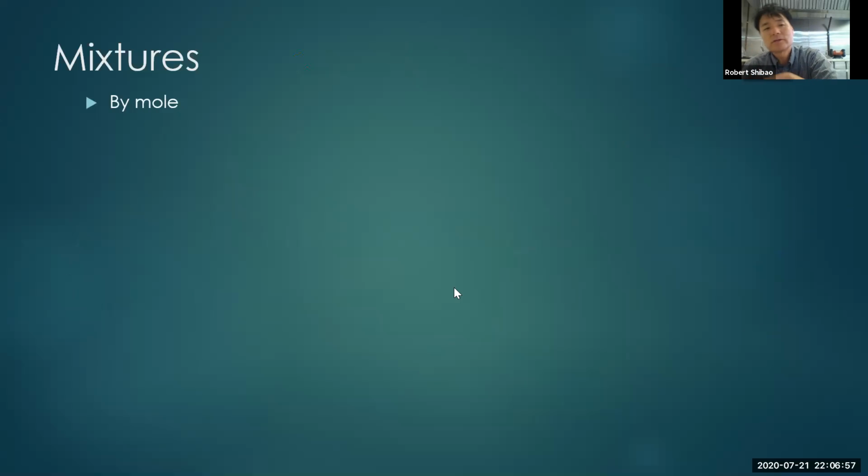Okay, we also have mixtures by mole. And this is going to be, for gases, let me write something here. For gases, percent by mole is equal to percent by volume, which is not equal to percent by mass. Okay, there's one more thing for gases, and I forgot to write that, which is the percent by pressure, P.